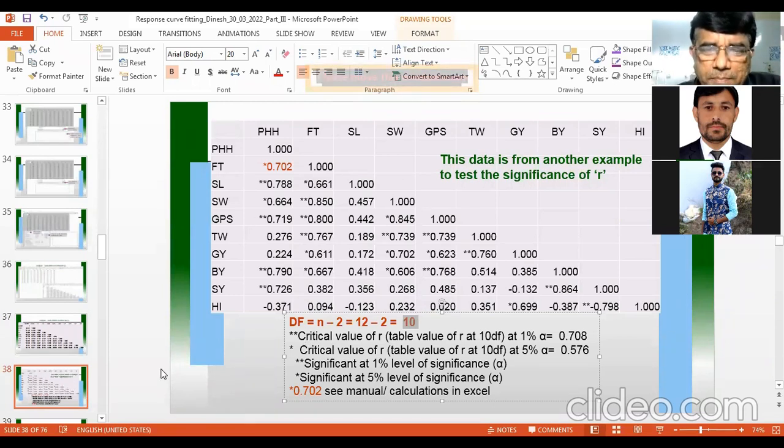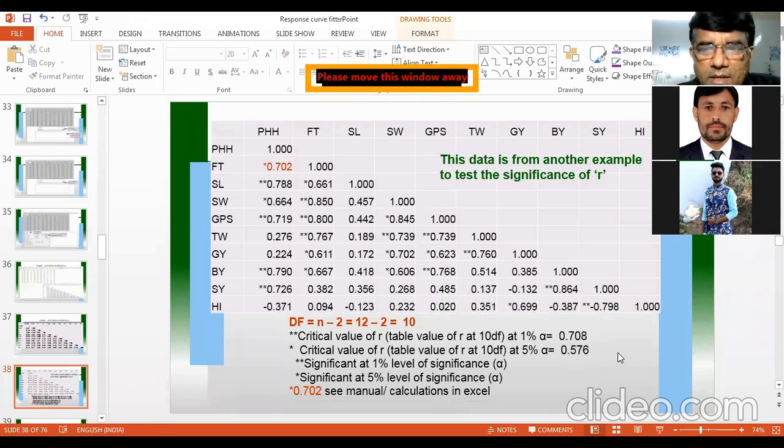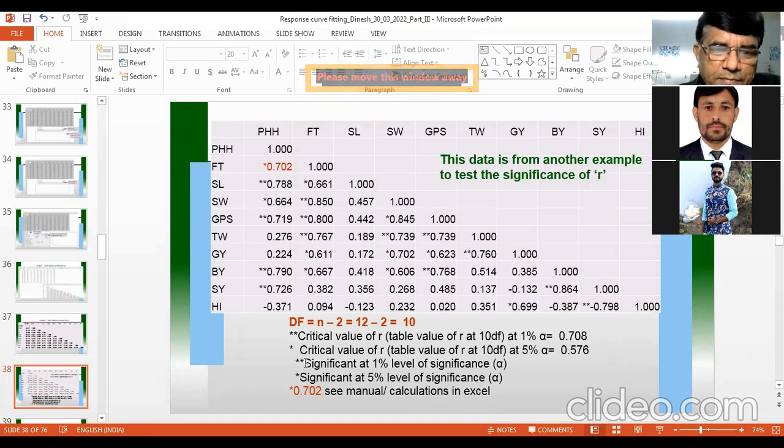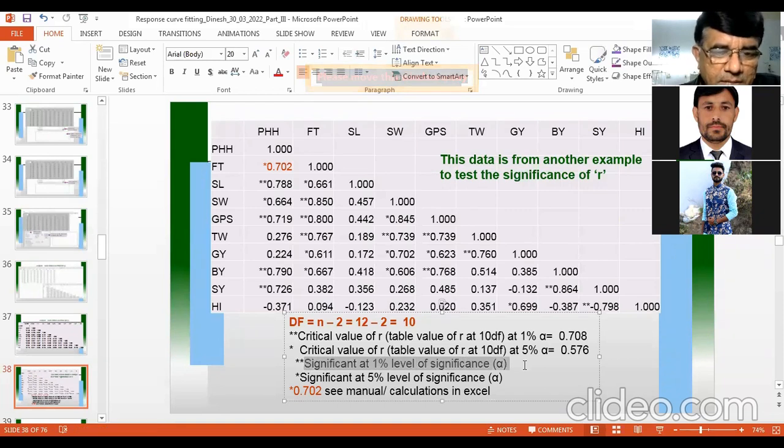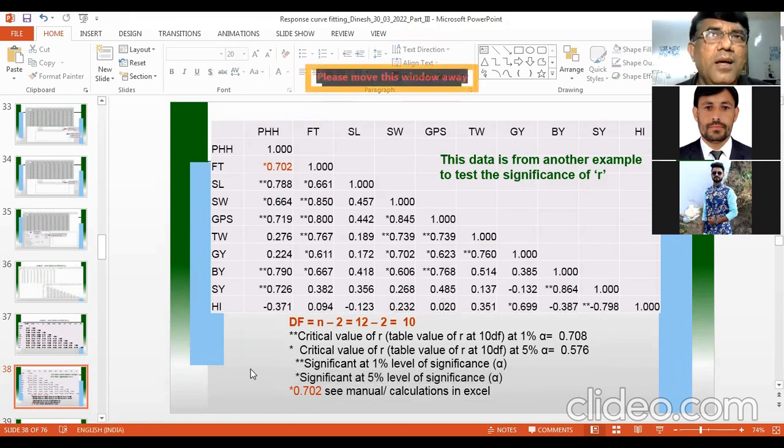At 10 degrees of freedom, a critical value of R or table value of R at 1% is 0.708. At 5%, it is 0.576. Normally or always, you get higher values at higher level of significance and lower values at lower level of significance. So you can put 2 stars if your values are significant at 1% level, and 1 star if your values are significant at 5% level of significance. This is a usual representation by statisticians.